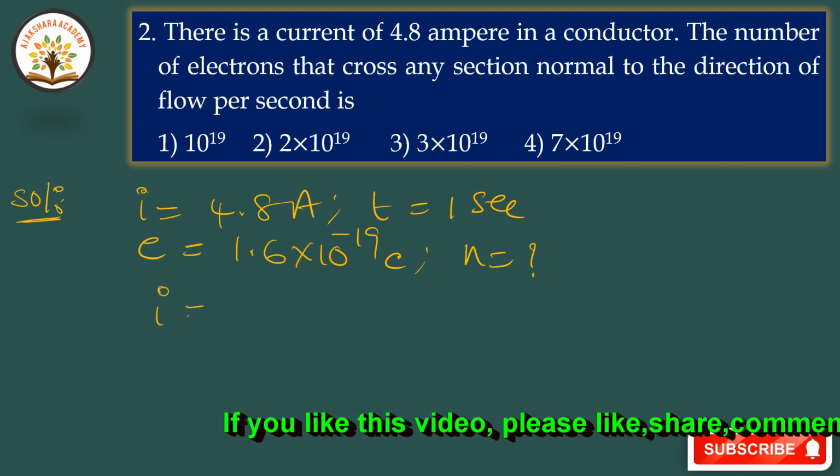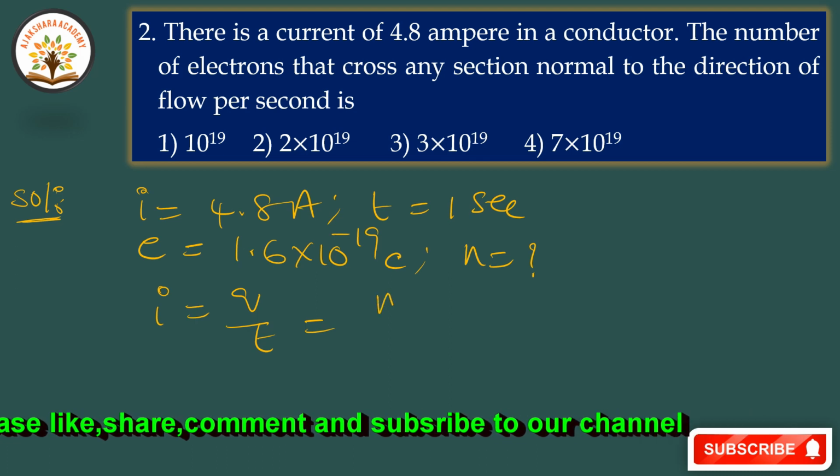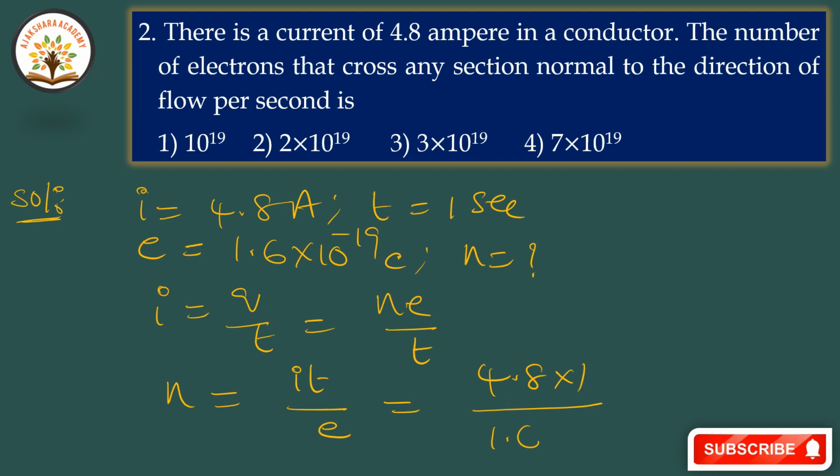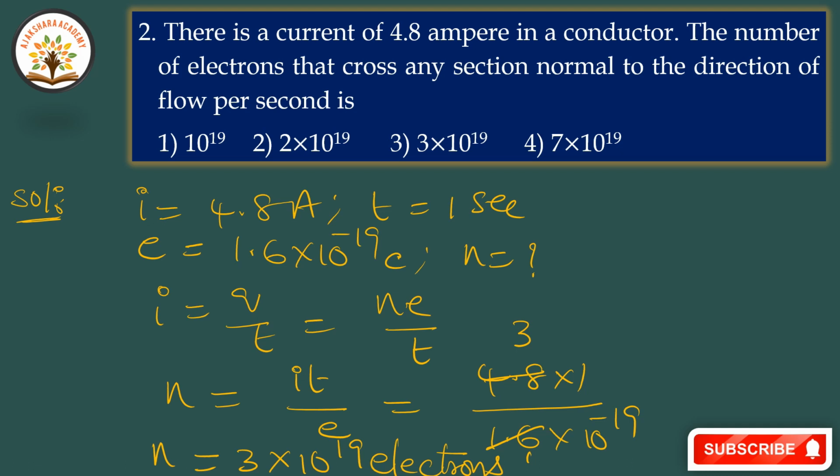So I is equal to Q by t, but Q is equal to n e by t. So from this you can write N is equal to I t by e. Now substituting I as 4.8, t as 1 second, by charge of electron 1.6 into 10 to the power of minus 19. So number of electrons N is equal to 3 into 10 to the power of 19 electrons. Okay. Now we'll go to the next question.